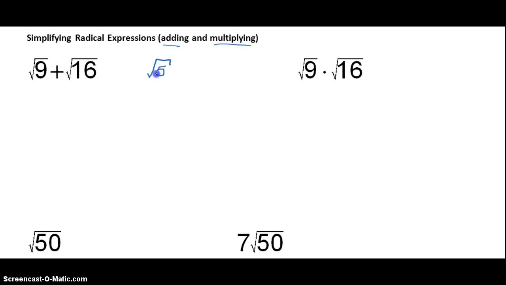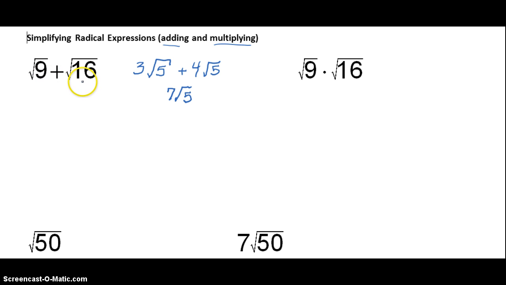So for example, you could add 3 square roots of 5 plus 4 square roots of 5 together, and you will get 7 of those square roots of 5. That's perfectly fine. What you can't do is add the two together when they don't have the same radicand.